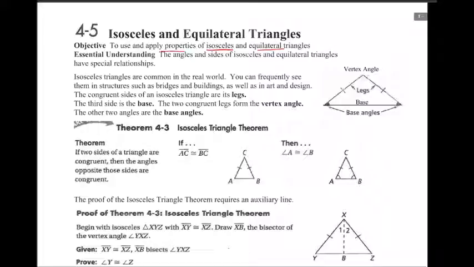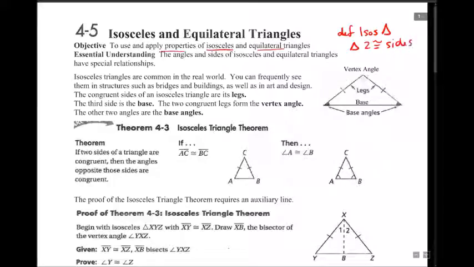Now, here is some vocabulary for us. What's the definition of an isosceles triangle? Do you know that? The definition of an isosceles triangle is a triangle with two congruent sides. I bet you knew that. So let's do some vocabulary here. The congruent sides of our isosceles triangle are called the legs. So this side and this side are your congruent sides, and those are your legs.